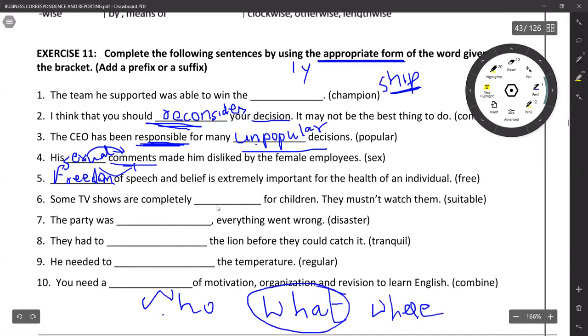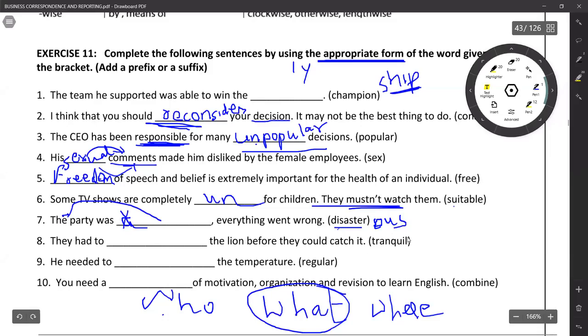Okay. Some TV shows are completely dash. You mustn't watch them. So they are not suitable. They are unsuitable. Correct. The party was dash. You need a word to describe the party. The party was disastrous. Correct. OUS. I'm converting into an adjective. Or if you could have added a word, I could have also said the party was a disaster. That would also be correct. But here we do not have permission to add words. We just have to change the form. So the party was disastrous.